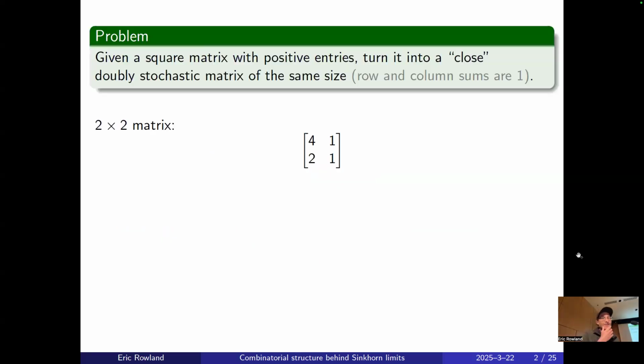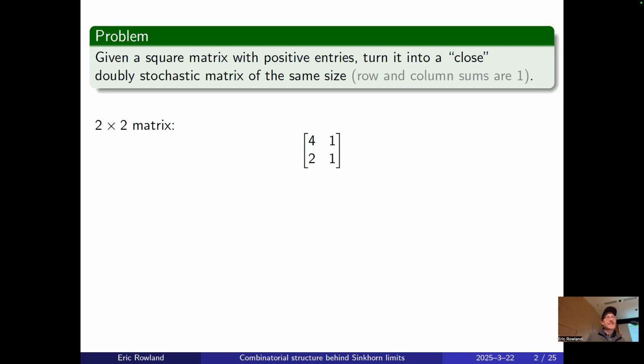So the question is, you start with a square matrix with positive entries, and the goal is to turn it into a matrix that's close to the original matrix in some sense. That will leave vague for now, but that is doubly stochastic. In other words, is an element of the Birkhoff polytope. So the row sums are 1 and the column sums are 1. So for example, here's a 2x2 matrix, 4, 1, 2, 1.